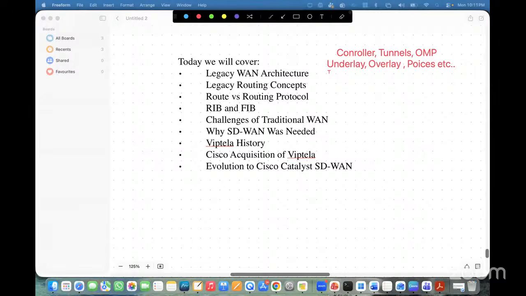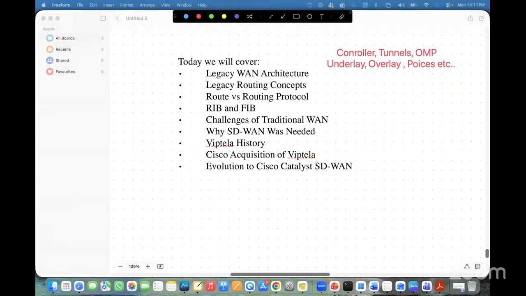But before you jump in and understand all these things, many engineers always have confusion about the basics. So I will just start with the basics: what our legacy WAN technology was, and how those legacy WAN technologies are going to transform your journey into becoming SD-WAN engineers.